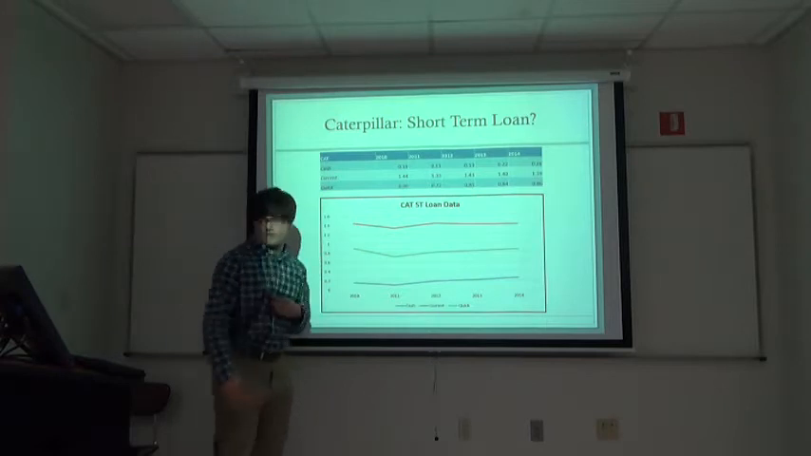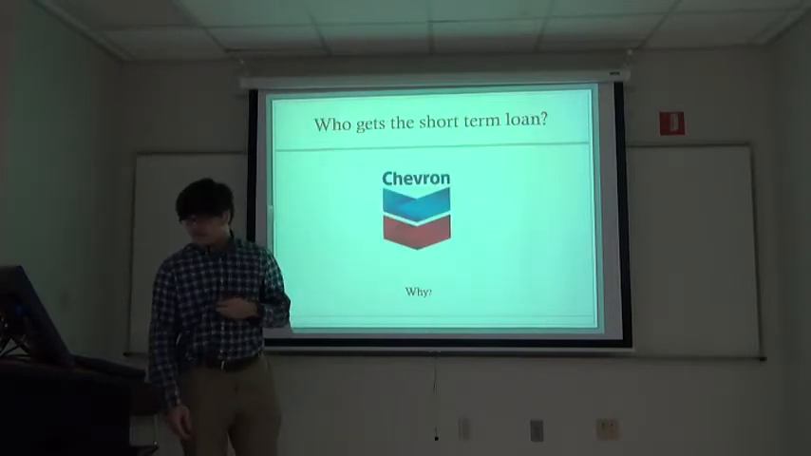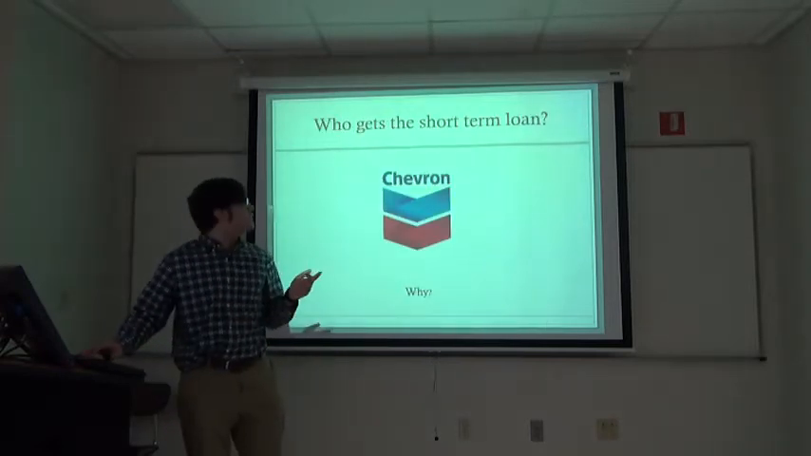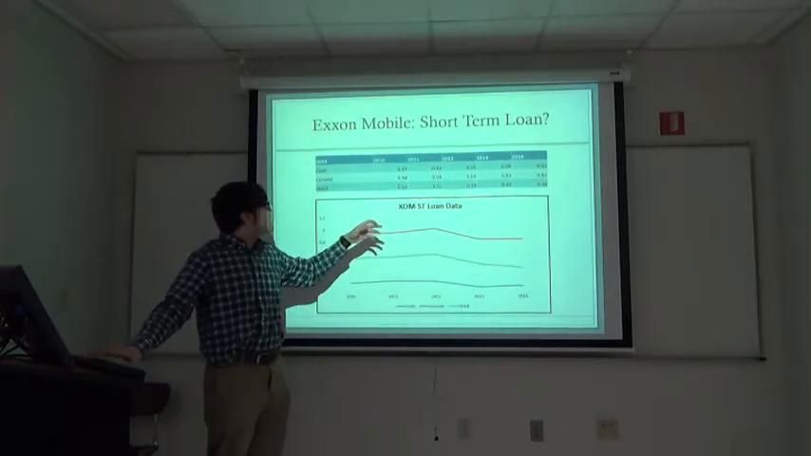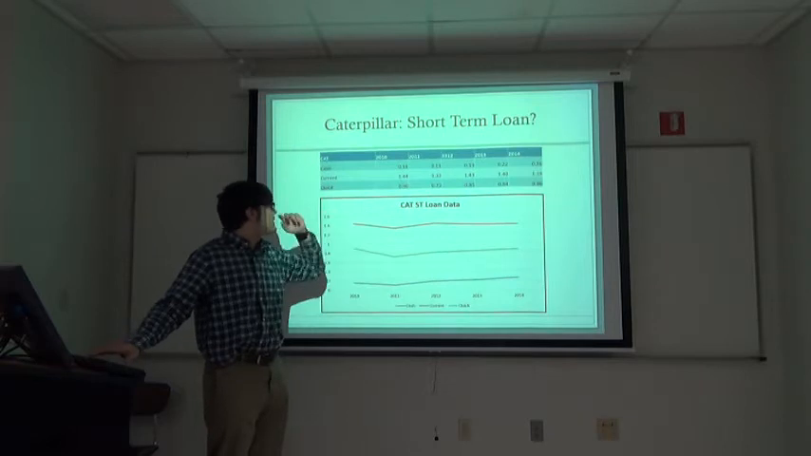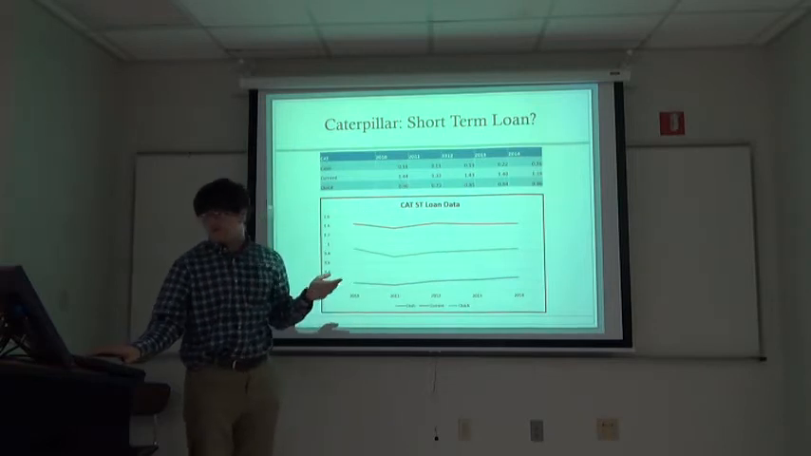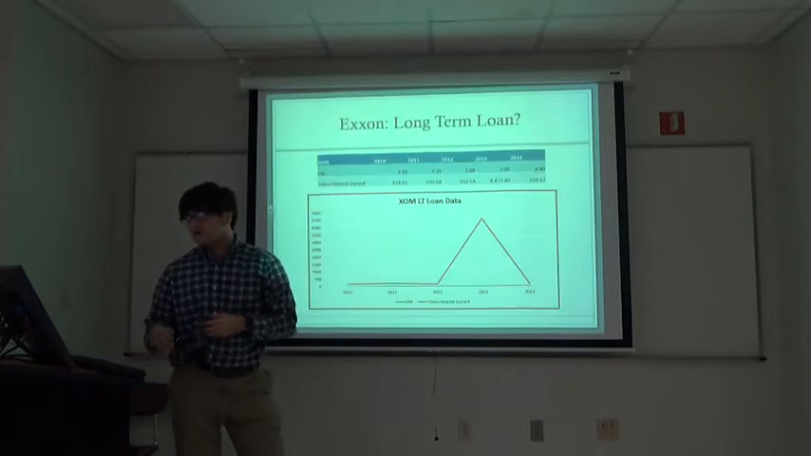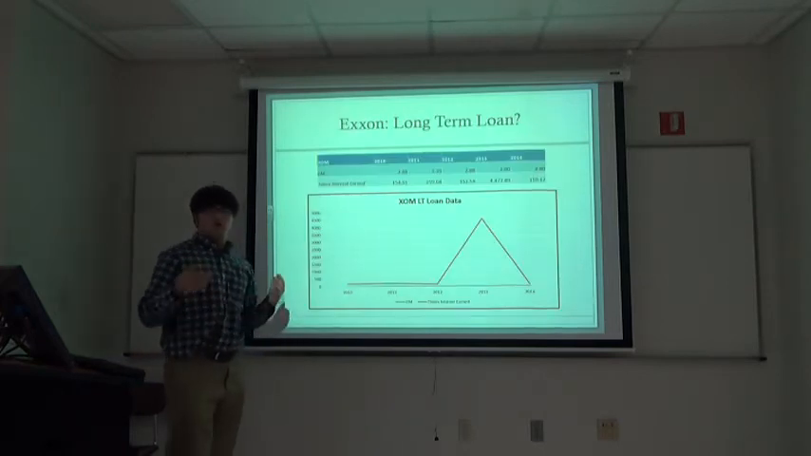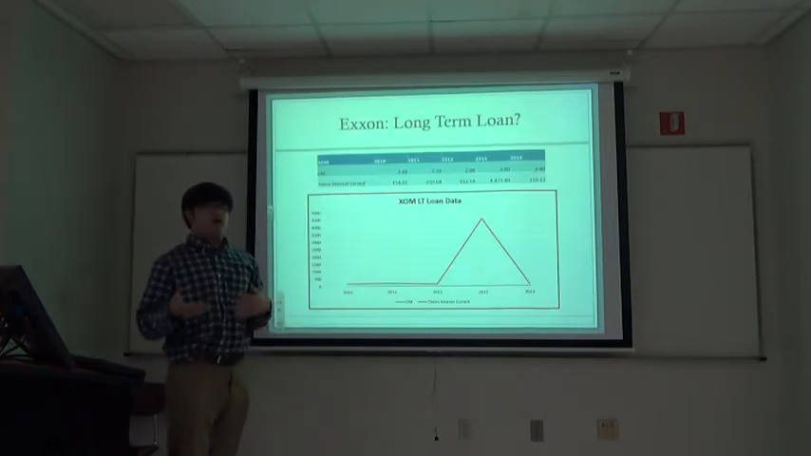it looks like most of their current assets are inventory. So I chose Chevron for my short-term loan because it had the highest cash ratio, highest quick, and highest current. It actually had all 3 ratios as the highest, so I chose to give them a short-term loan. Now, long-term loan, longer period of time, we're talking 5 to 10 years.